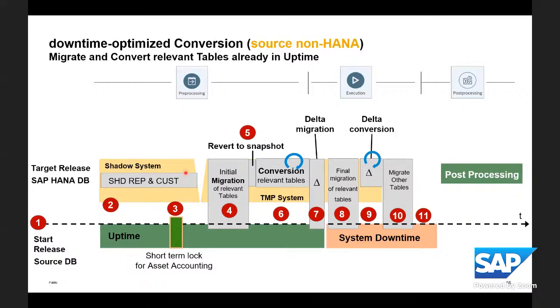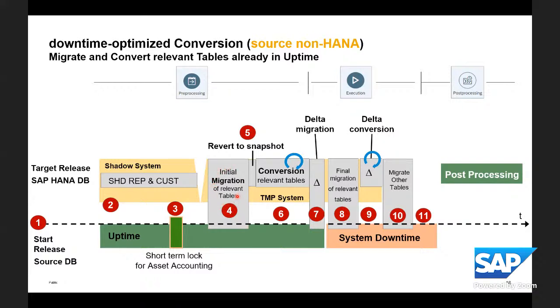And then you see this yellow box is decreasing. That means the shadow system has been shut down. Instead, the software update manager will create a similar system that's called the temporary system. There are minor differences that are not relevant now. But in the uptime already, the software update manager will do the initial migration of the relevant tables.